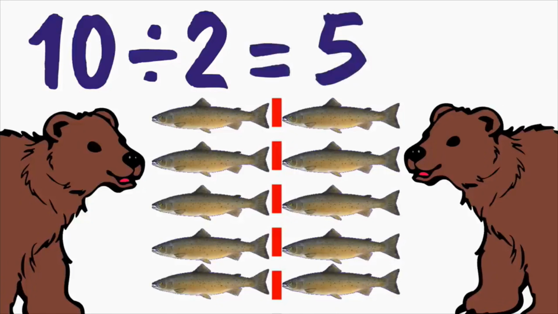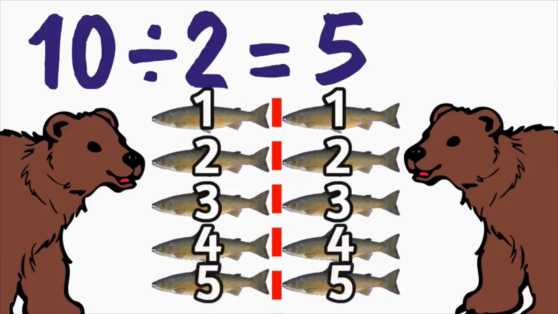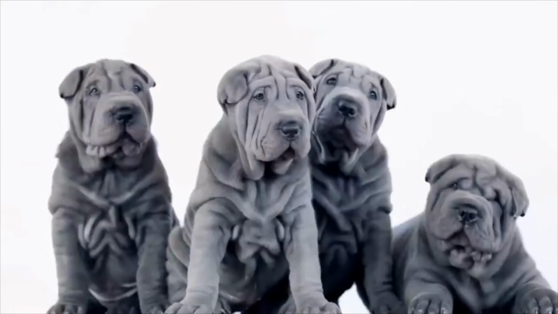Yeah, 5. Great. 10 divided by 2 equals 5. And you can see each bear gets 1, 2, 3, 4, 5 fish. 10 divided by 2 equals 5. Awesome job.